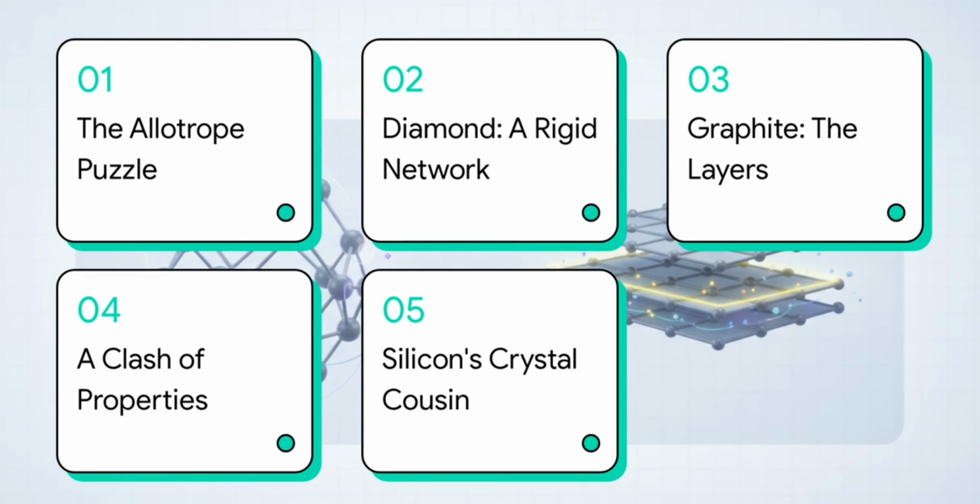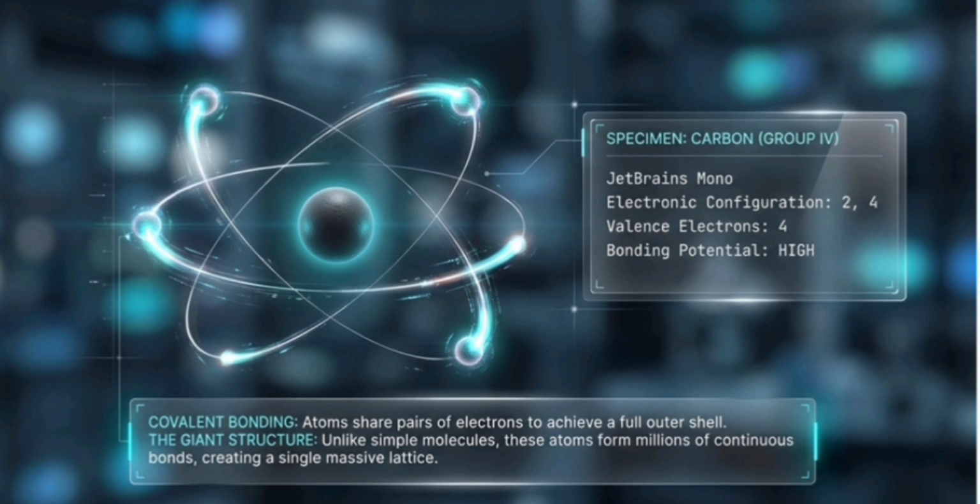So here's our game plan. We'll start with what we're calling the allotrope puzzle. Then, we'll get up close with the rigid network of diamond and contrast that with the sliding layers of graphite. After that, we'll have a head-to-head clash of their properties. And finally, we'll take a quick look at silicon.